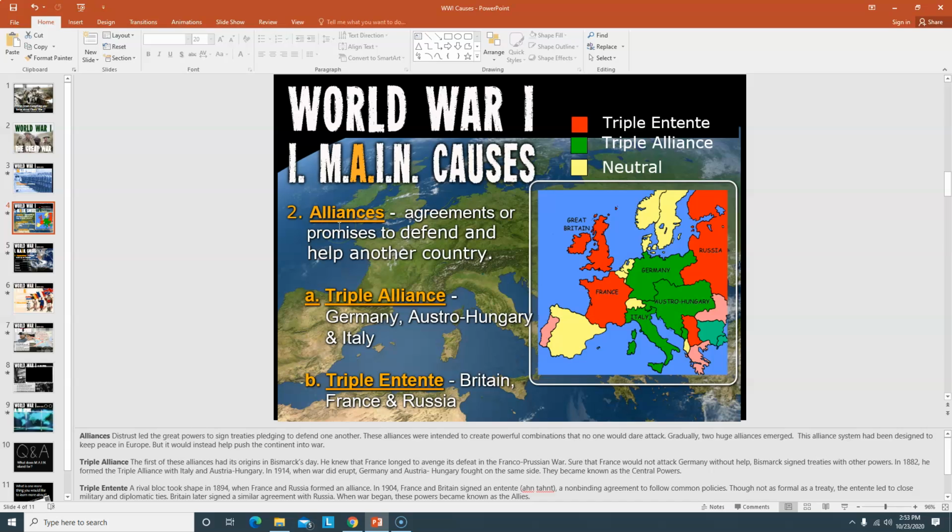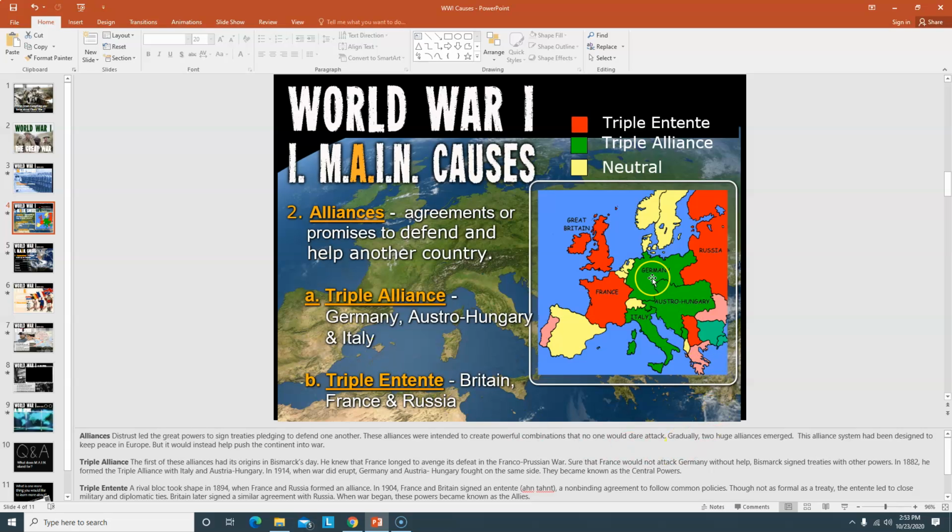All right, A stands for alliances. An alliance is an agreement or promise to defend and help another country. Underneath the topic of alliances, you have two different types of alliances here. You have the Triple Alliance and the Triple Entente. The Triple Alliance was made up of Germany, Austria-Hungary, and Italy.